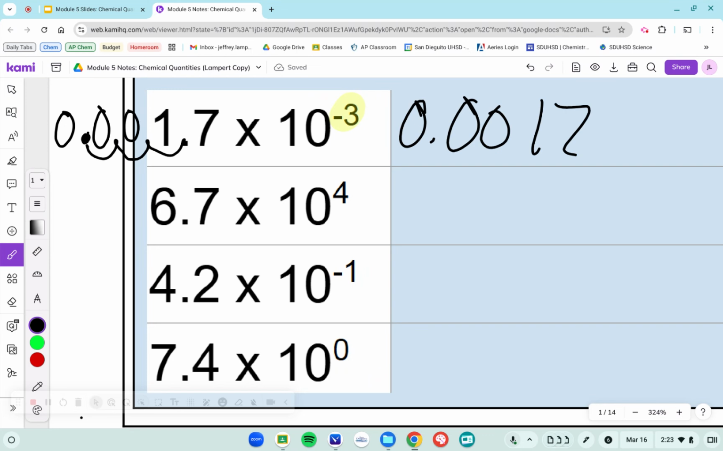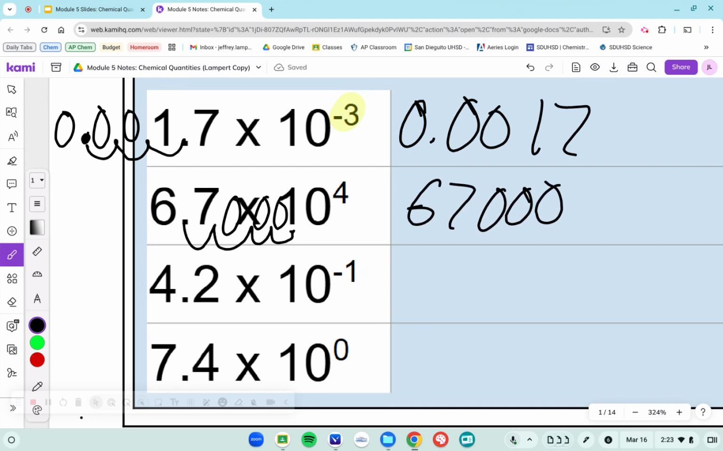For the next one, we need to move it over 4 places, but this one's the opposite, right? It should be a big number. It should be moving to the side that makes it larger, not smaller. So move it 1, 2, 3, 4 places, and then fill in zeros. Then my number is 67000. Question so far?